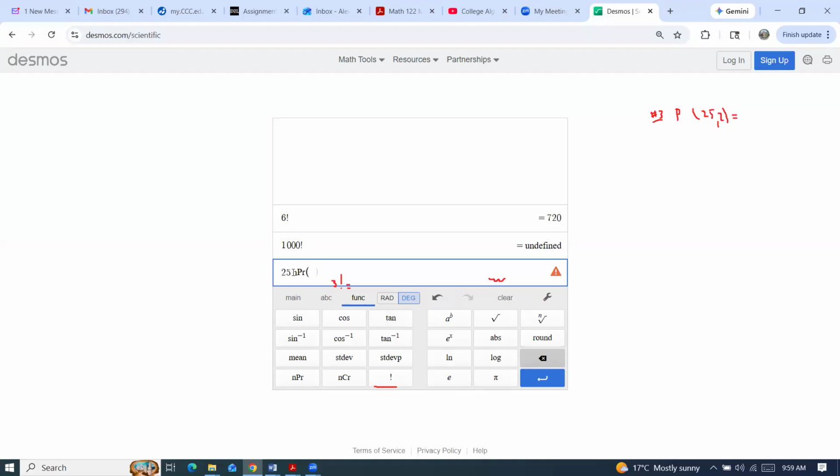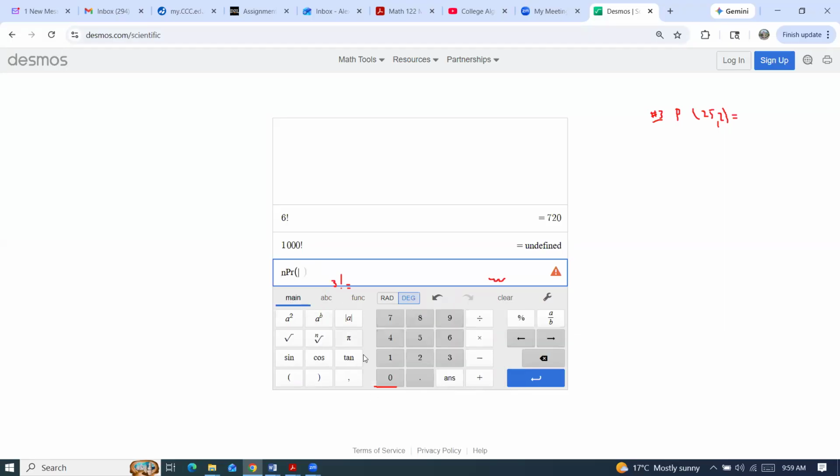So I want to use permutations. For the first, they want permutations. And then in the parentheses, you go back to main with 25, choose 2. And this gives us exactly 600. So these are the so-called permutations. You say, okay, Alex, what does this mean? Well, if you have 25 numbers, then you can try to select 2 of them. The number of permutations tells you exactly how many ways you can select the 2 different numbers.